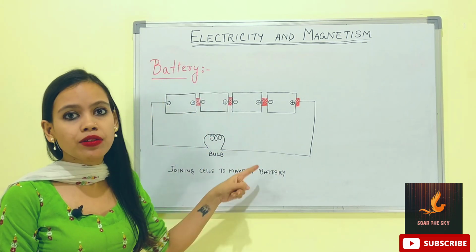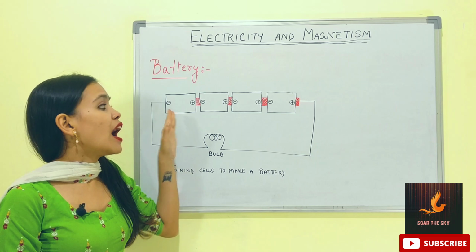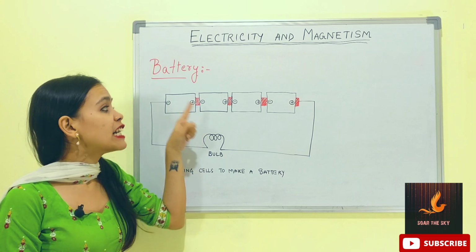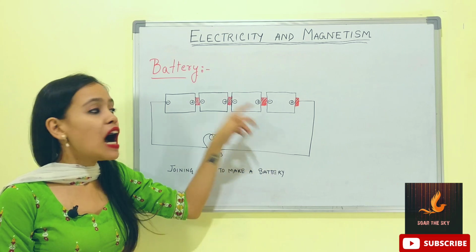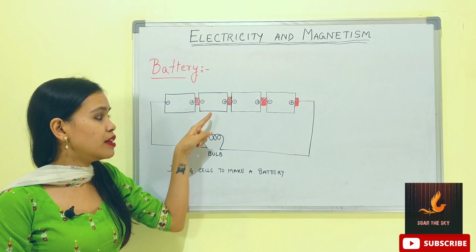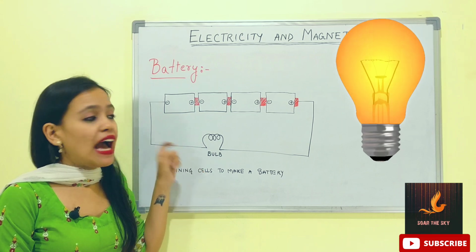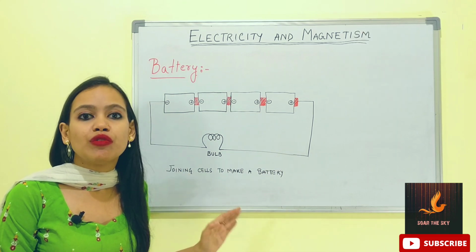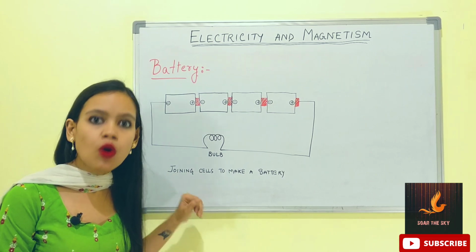Here is a schematic diagram of a simple battery. The cells are joined side by side with one's positive terminal connected to the negative terminal of the other. 4 cells you can see are joined here by connecting the positive of one to the negative of the other and so on. And then they are joined with a bulb. And when it is joined, the bulb will glow as this battery will provide electricity for this bulb. This is what a battery is and this is how it works.